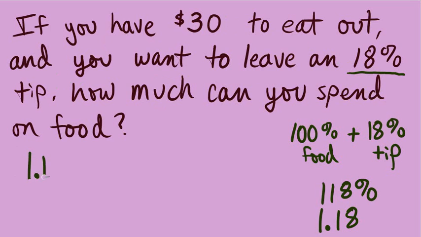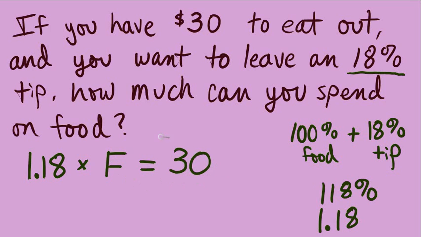So 118% of the food total, which we don't know, so let's just call it F. The $30 is actually the final amount, what we want to be left with when we have the food plus the 18% for tip. It should equal $30.